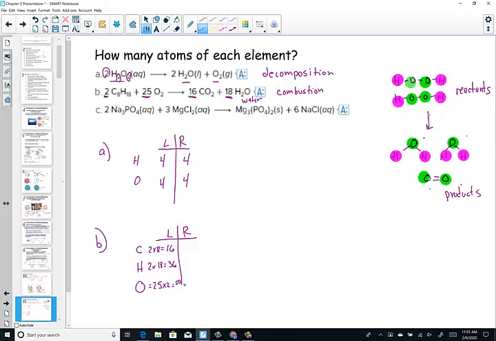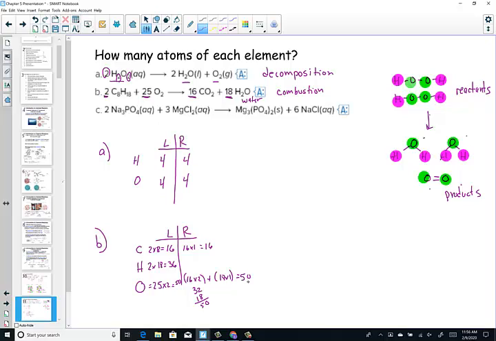Let's count the right side. For carbon, the coefficient of 16, and that molecule carbon dioxide just has 1 carbon in it, so there's 16 carbons. For the oxygen, we have 16 times 2 from the carbon dioxide plus 18 times 1 from the water. 32 plus 18, oh, that's 50. 50 oxygens on the right side as well.